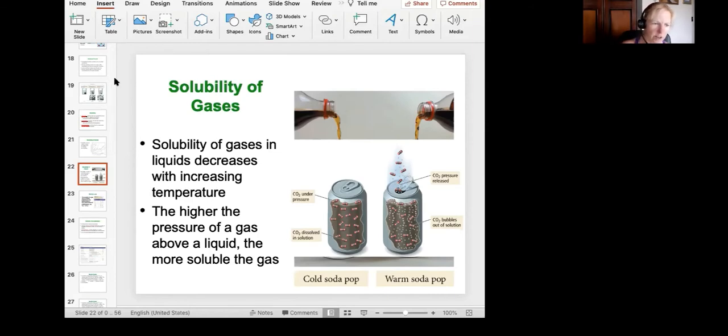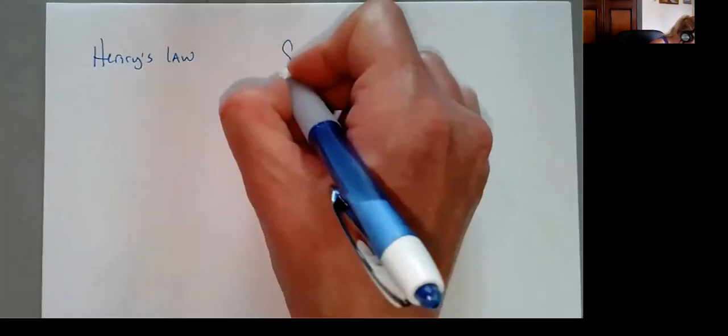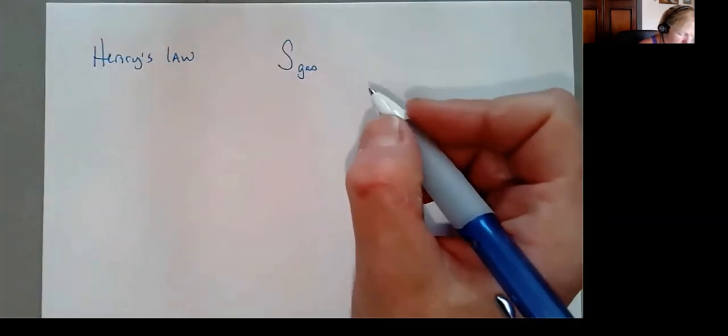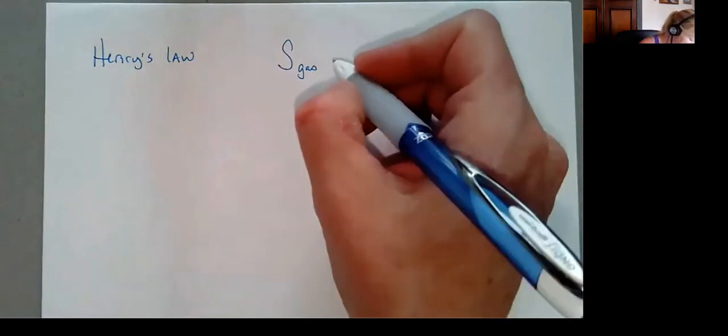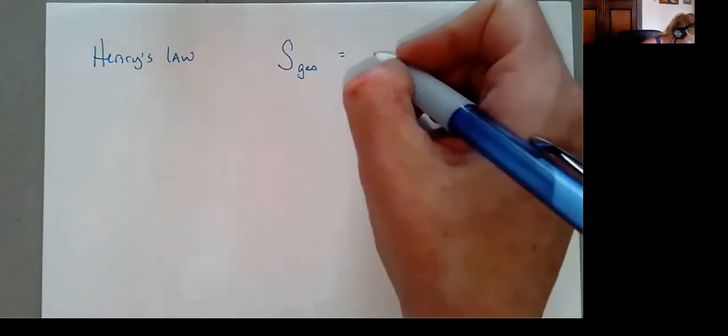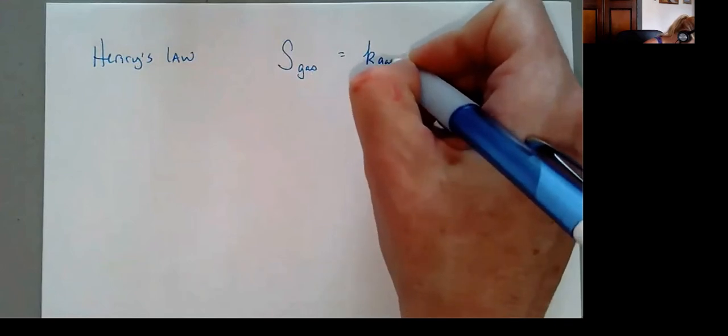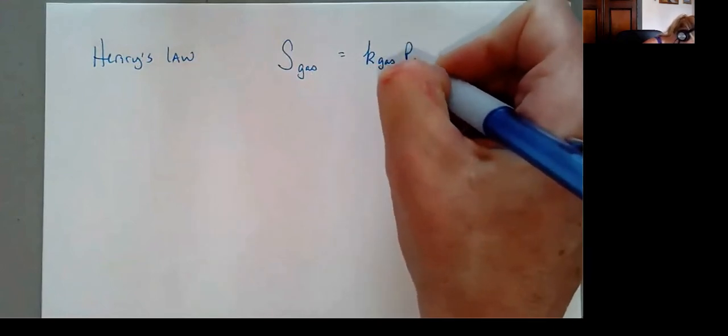And so when I look at gases, I have to specifically consider temperature and pressure. And that brings us to our first equation for this chapter. This is called Henry's Law, and it only applies to gases. Big S, now we're not talking about entropy. This is big S, a different big S, K of a gas, and P of a gas.